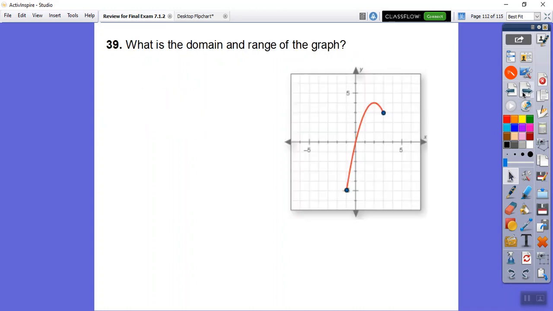All right, two more. Okay, what's the domain and range? Domain is how much it goes left and right. It goes left to right here at negative 1, and it goes right to 3. The range is how much it goes up and down. It goes down here at negative 5, and it goes up, up, up, right here to positive 4, something like that. All right, so let's see, did I do that right? Yeah, that looks right. Okay, one more.